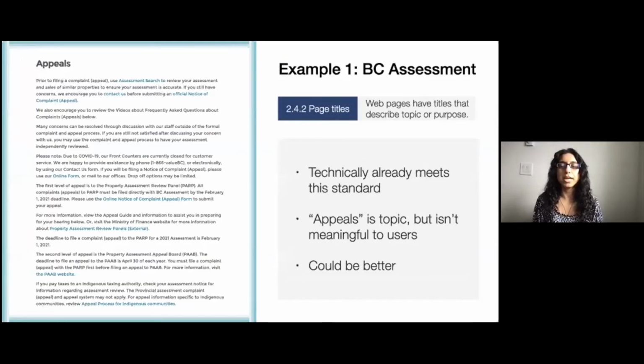So if we look at the page title, which is appeals, technically you could argue that it meets the standard, since appeals is one of the topics that's discussed on the page. But really, filing an appeal is just one of the steps that I had outlined. And so it's actually not the most descriptive title. So I think we can do better.